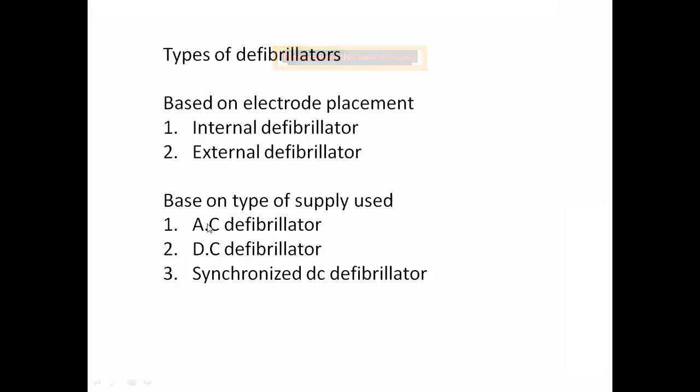Coming to the types of defibrillators. We have said that a defibrillator is a device applied to the heart muscles to correct the synchronization of the heart muscles. The output of the defibrillator is nothing but an electric shock, a sudden high current pulse. We apply a high current pulse by applying a sudden shock that makes the heart function properly.